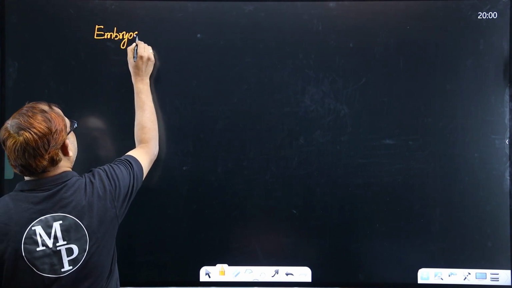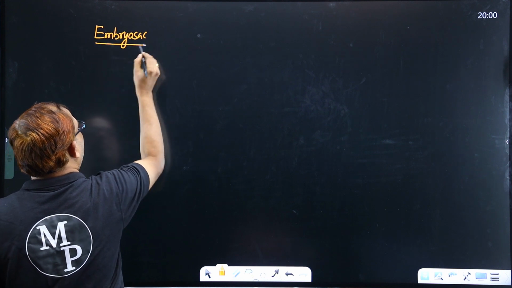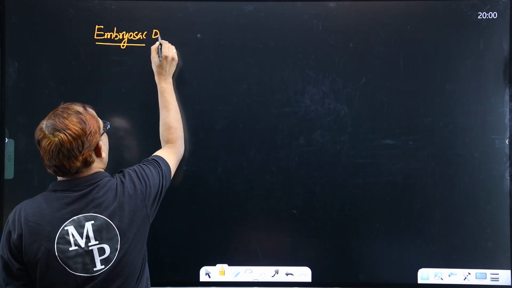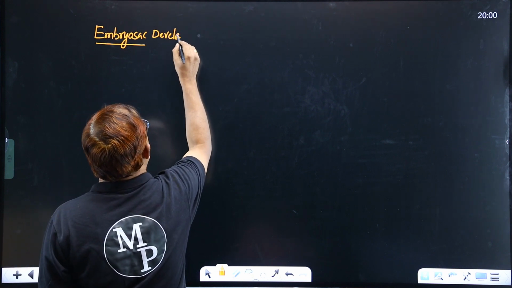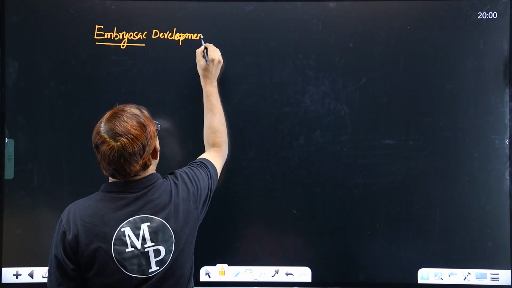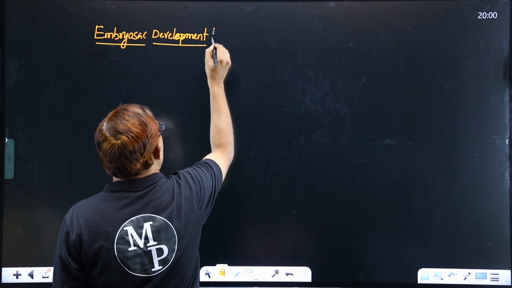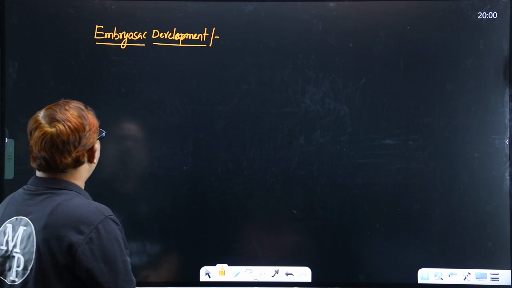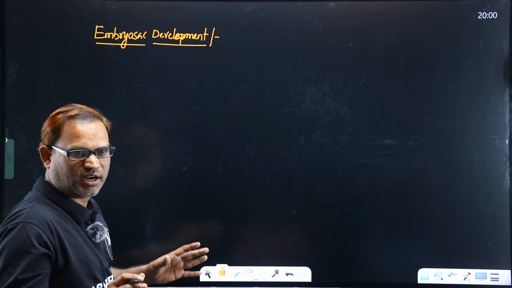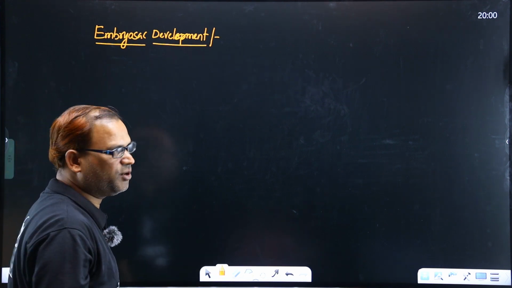Embryo sac, before the structure, how is that formed? Embryo sac development, or female gametophyte development. Okay, we'll see now. How many megaspores are involved in the formation of this embryo sac?